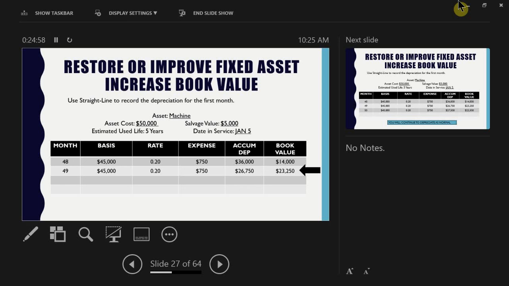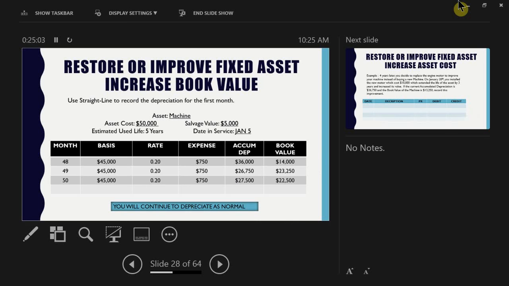So now I'm at $23,250. And what do I do from here? I continue just as normal with my depreciation, because in this case, right, the only difference here is I reverted some time and added back the $10,000, but I still depreciate just regularly. Okay? Because in this case, I didn't increase my asset cost. So at the end of the day, my asset cost is still $50,000. So that's the huge difference here. My asset cost is still $50,000. It's still salvage value at $5,000.